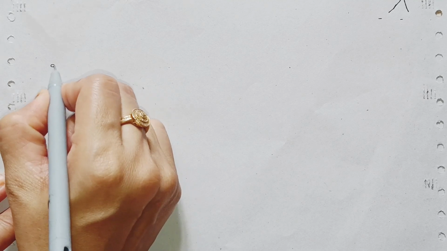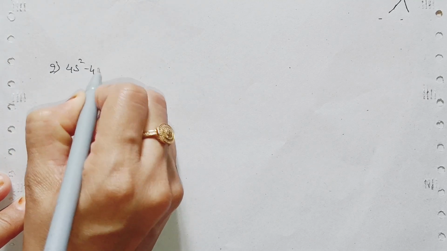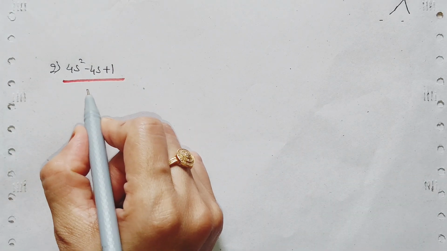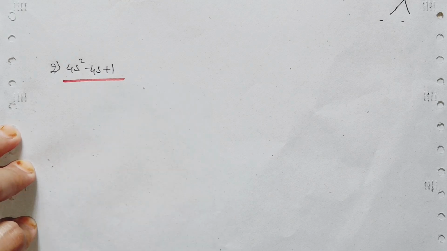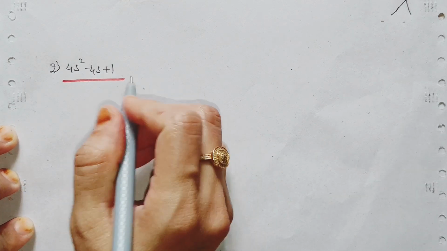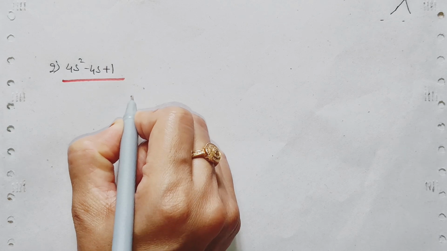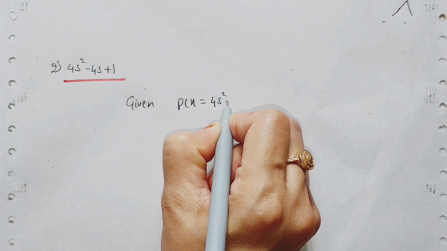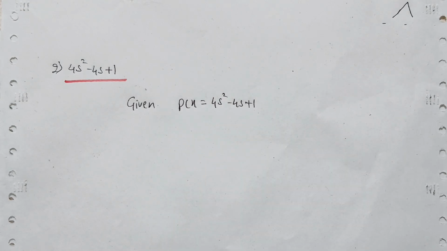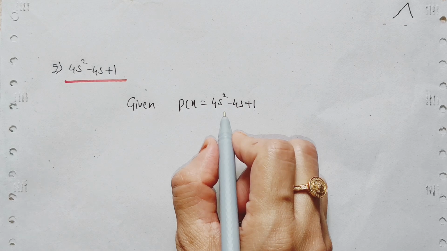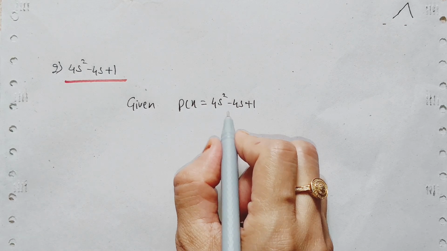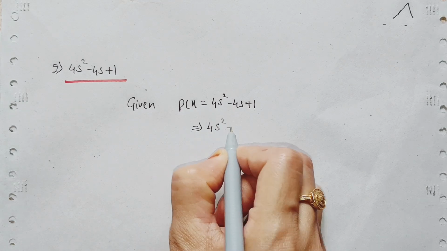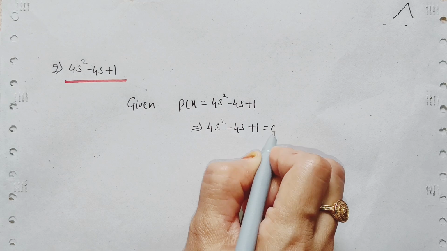Now we'll see the second question. So guys, the second question is 4s square minus 4s plus 1. Now what we have to do is find the zeros and show the relationship between the zeros and the coefficients also. Okay, first we'll write what is given. So the given polynomial is p of x equal to 4s square minus 4s plus 1. To find the zeros of this polynomial, we have to equate it to 0. So that implies 4s square minus 4s plus 1 equal to 0.